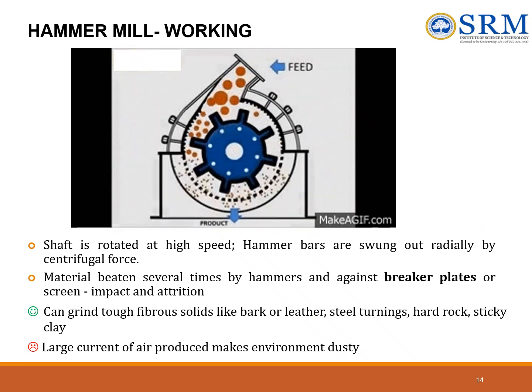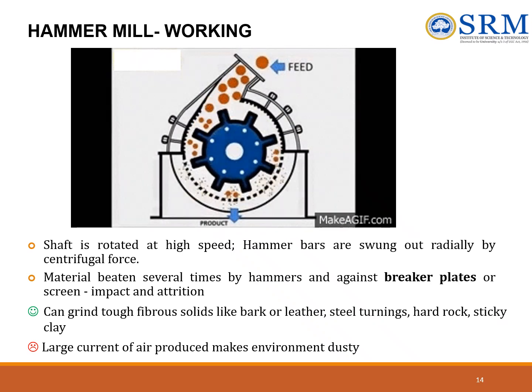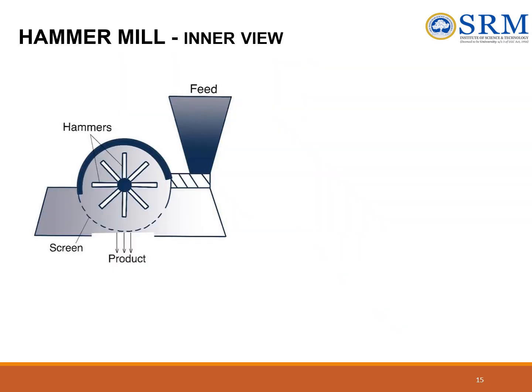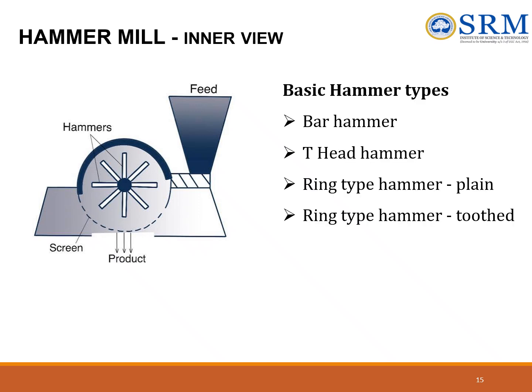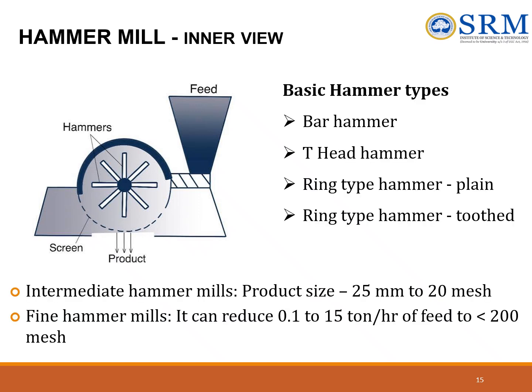But the large current of air produced makes the environment dusty, because it lets out all the small particles as powder, which is the product collected from the bottom. This is a view of a hammer mill. We have previously seen the screen from which the product is taken out. You have a feed, and a rotor with the hammers attached. The different types of hammers are bar hammer, T-headed hammer, ring type hammer plain, and ring type hammer toothed.